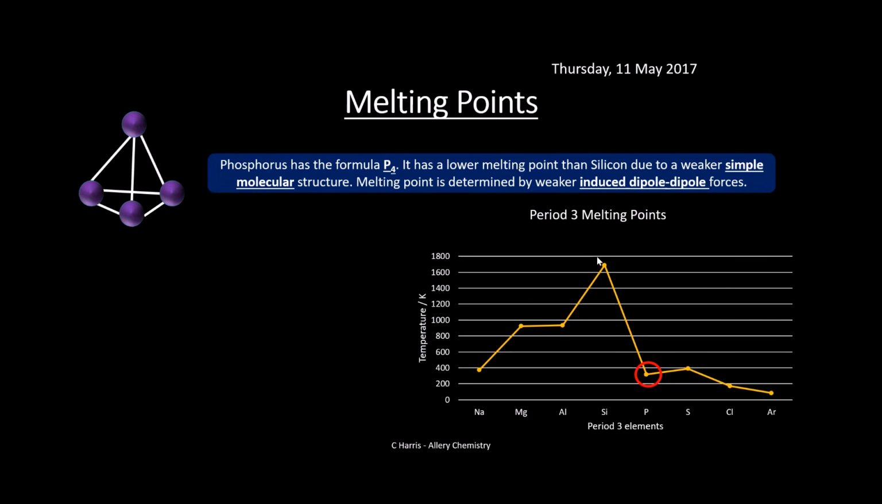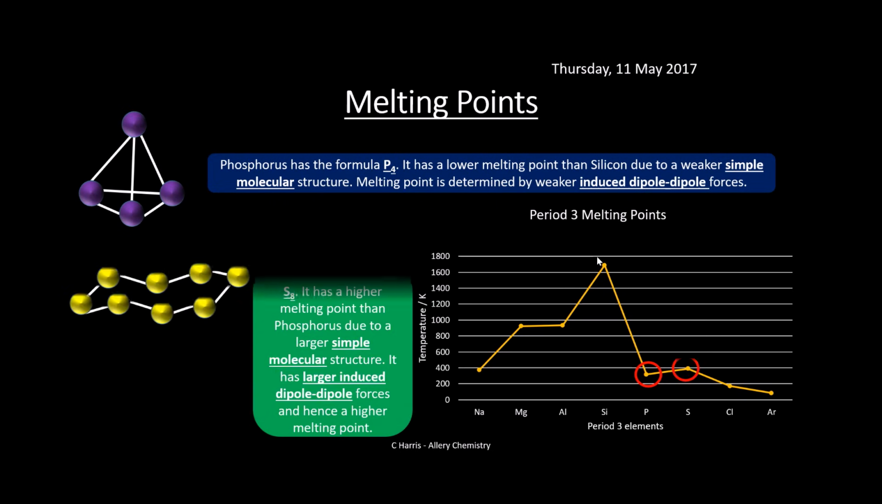The melting point is now determined by weaker induced dipole-dipole forces. Okay, so they are quite a bit weaker in this case. So we're not talking about breaking covalent bonds. We're talking about weak intermolecular forces. So an induced dipole-dipole. Phosphorus is P4. Make sure you remember that as well.